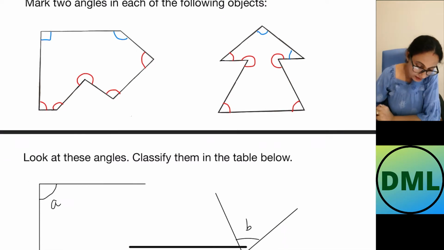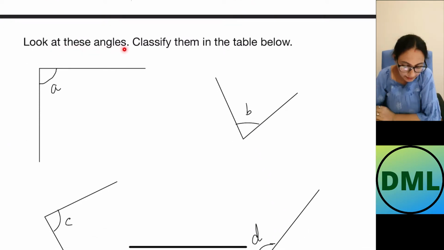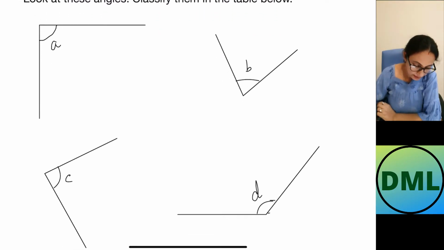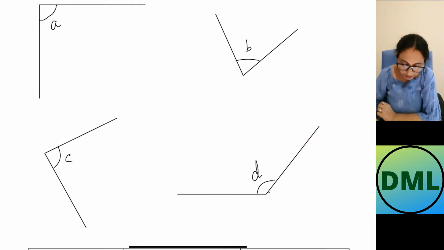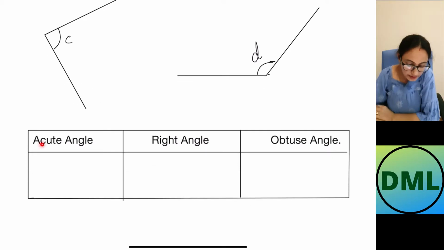Let's see the next question here. Look at these angles. Classify them in the table below. Let's see that. So this is our first figure we have, and they are making an angle here. This is our second figure, they are making an angle here. This is our third figure, they are making an angle here. This is our fourth figure, they are making an angle here. Now I need to say which one is your acute angle, which one is right angle, and which one is obtuse angle. Let's see the first figure first.